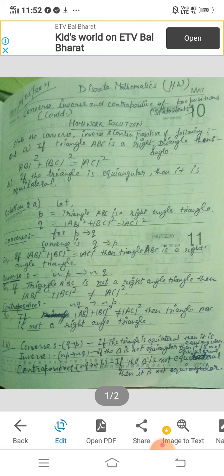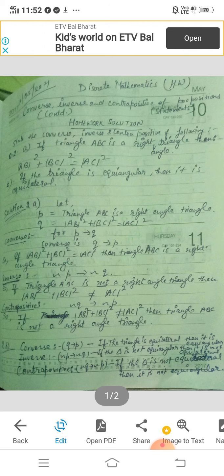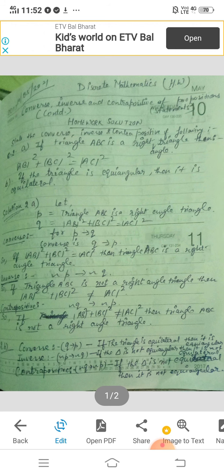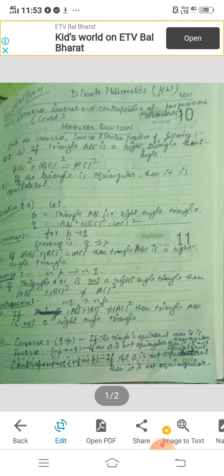If the triangle is equiangular, then it is equilateral. So similarly, as we did part A, we will do part B of question number 2. Converse. Let P be: the triangle is equiangular, Q be: the triangle is equilateral. So the converse formula, as I told before, means Q implies P. So the answer will be: if the triangle is equilateral, then it is equiangular.